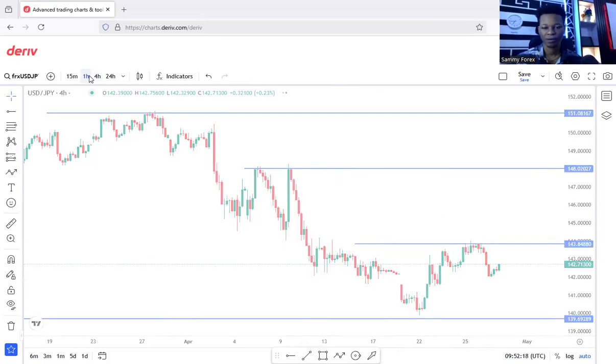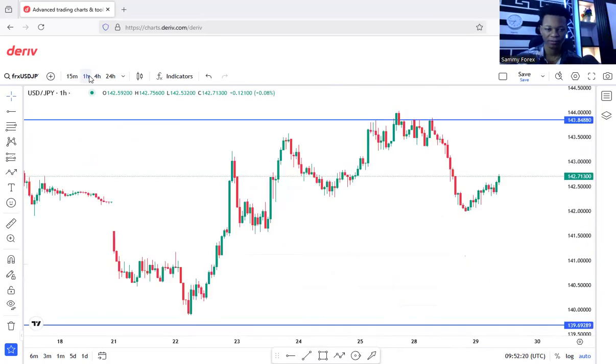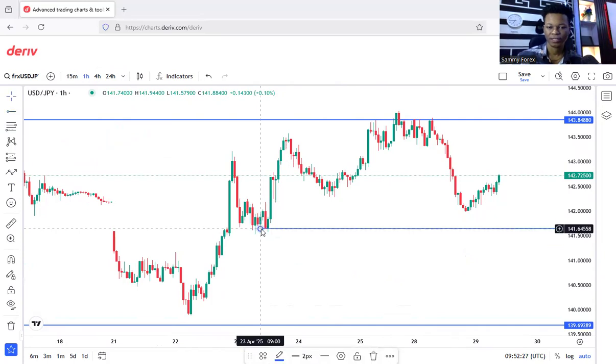So let's go down to the 1 hour time frame. And the 1 hour time frame created this. This is trying to give us something like a head and shoulder pattern. See it?